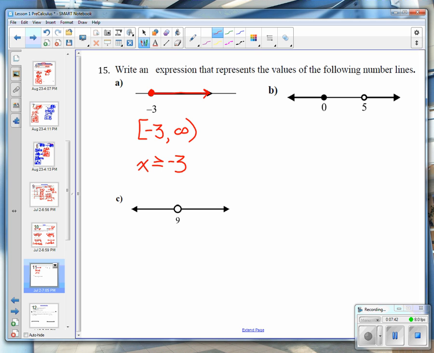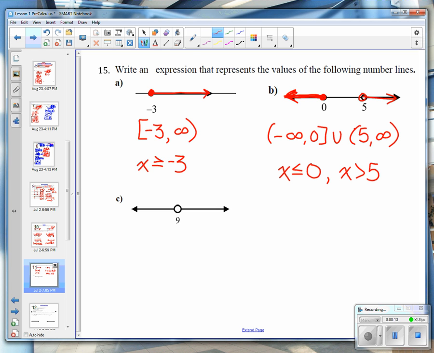For the next one, negative infinity up to 0 and including 0. So closed bracket at 0. Also, x has to be greater than 5, but not equal to. So we are not including 5 all the way up to infinity. So in order to do that as an expression, x has to be less than or equal to 0, and also, x has to be greater than, but not equal to 5.